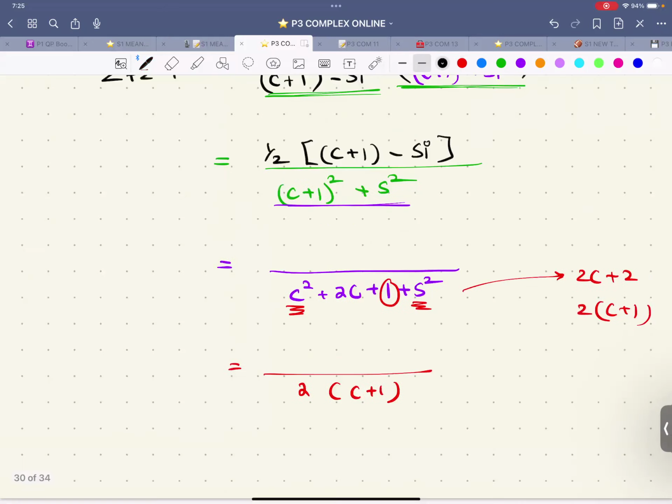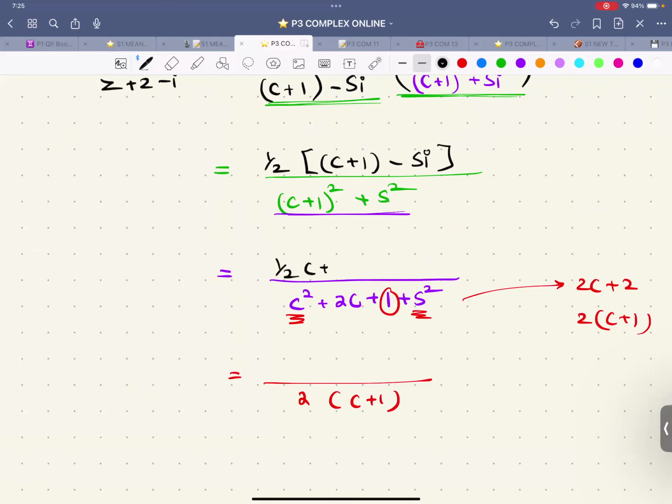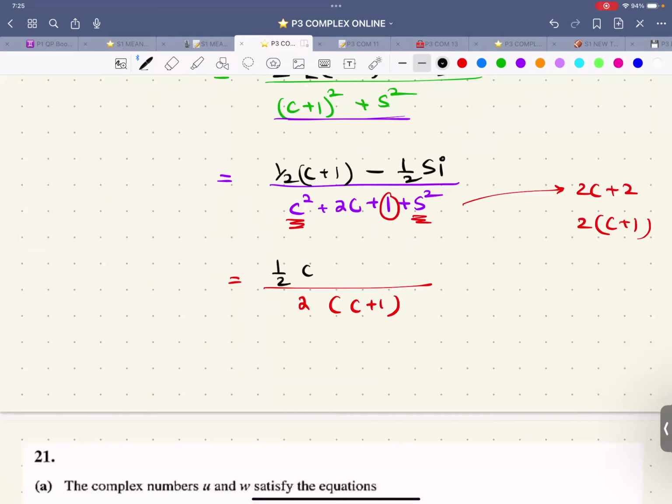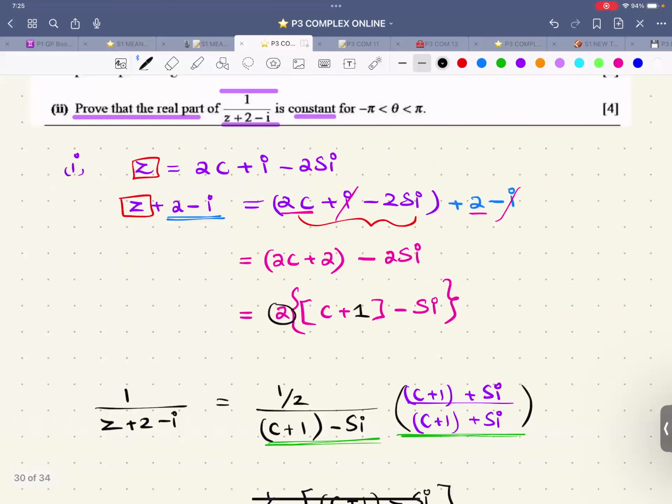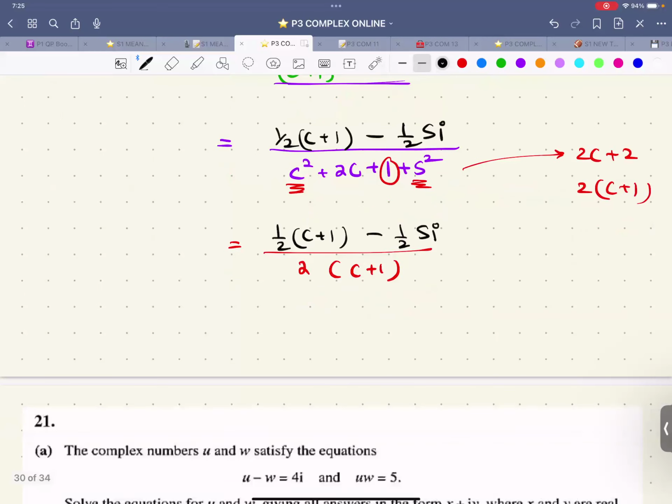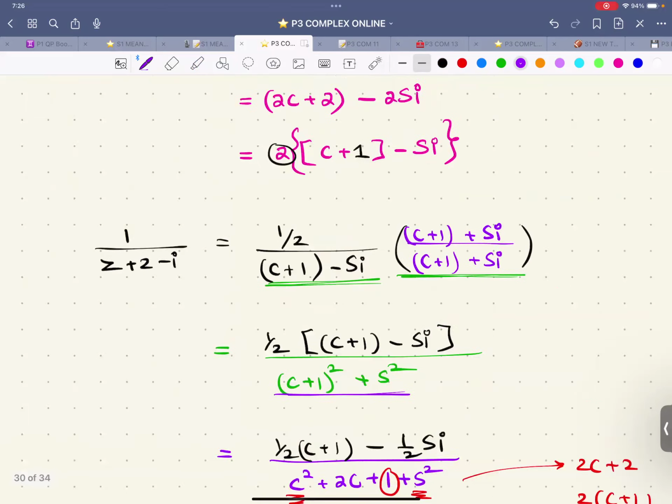And we have at the top this thing. This is half bracket c plus 1 minus half si. And they are saying that the real part is a constant. So just focus on the real part. Let me shade the real part in orange color. That is this thing. And just focus on the denominator. When we focus, the c plus 1 cancels out. So the real part is half divided by 2, which comes out to be 1/4. Therefore, the real part is 1/4.